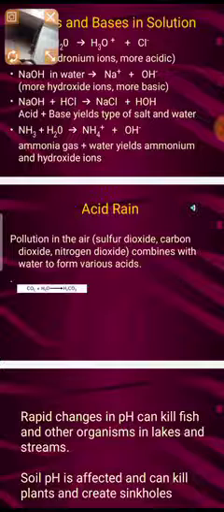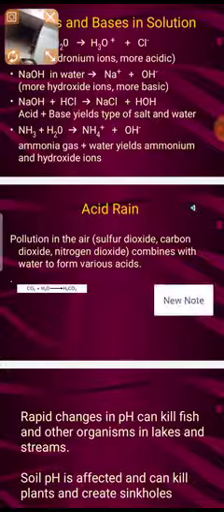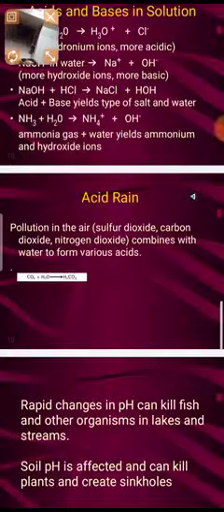In the paper or on TV news, we have heard about acid rain. At Panna also, last year, there was mention of some kind of acid rain which falls. It is nothing but pollution in the air, formed by sulfur oxide, carbon dioxide, and nitrogen dioxide gases, which combine with the water to form various acids in a gaseous state.